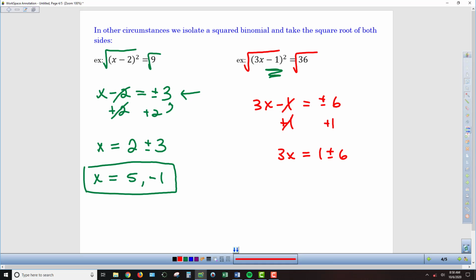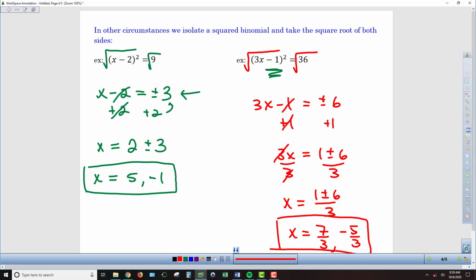And now at this point I could either perform those operations, or what I'm going to opt to do is divide both sides by 3 right now. Because what that sets up for me is x equals 1 plus or minus 6 over 3. I'm going to hold off on performing those two operations to generate my two answers until after I've got the x isolated. So I go 1 plus 6 is 7, so I'm ending up with 7/3 as one of my answers. And then 1 minus 6 is negative 5, so I get negative 5/3 as my second answer.